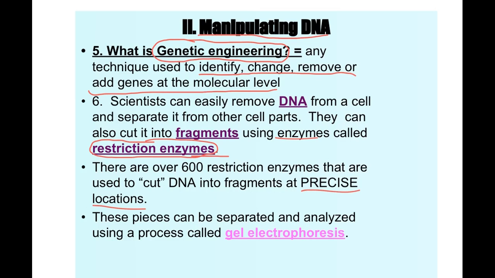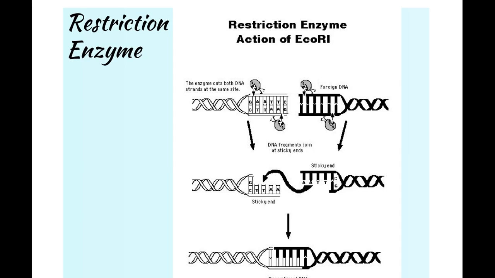There are over 600 different types of restriction enzymes. They're naturally found in bacteria. You won't need to know that. But just know the restriction enzymes cut DNA at precise locations. And hopefully you kind of remember or have heard of this, gel electrophoresis. That is a technique that is used to separate the fragments of DNA once they have been cut by restriction enzymes.